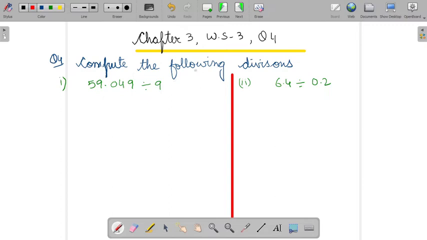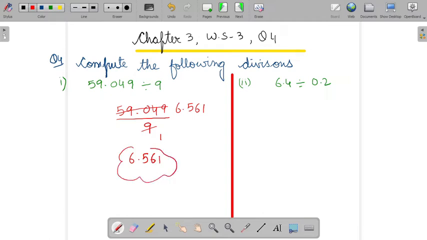Question 4 is compute the following division. So you have to divide the number 59.049 upon 9. Since it is the division form, you can cancel the term over here. It goes with 9. So you will get 6.561. So 6.561 will be the answer.